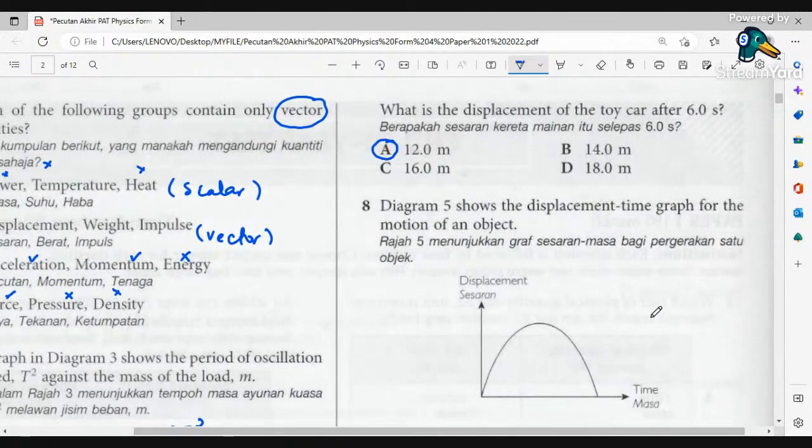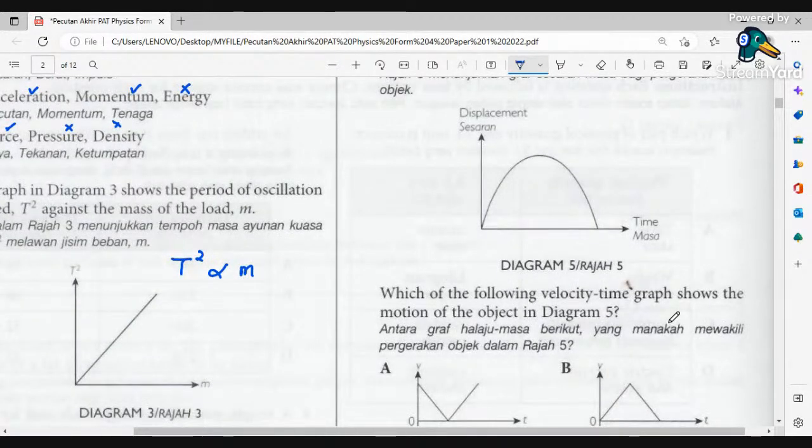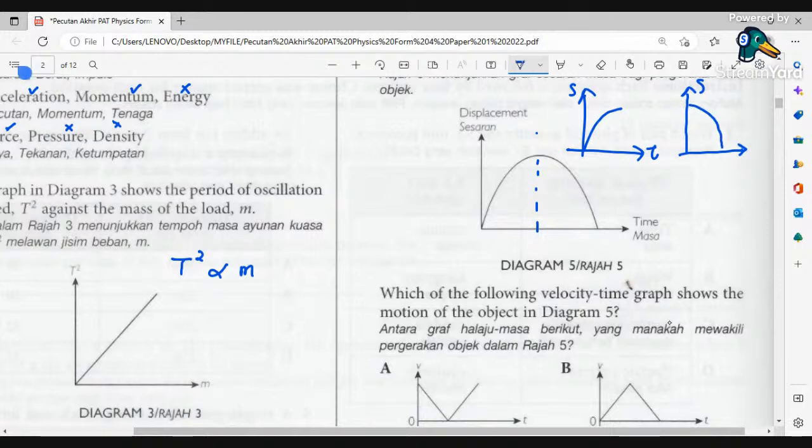Okay, number 8. Diagram 5 shows displacement time graph for motion of an object. Which of following velocity time graph shows motion of the object? So I can divide this one, you can see there are two graphs, a combination of two graphs, this one and another one is this one. Okay, so you must know the type of motion based on the graph.